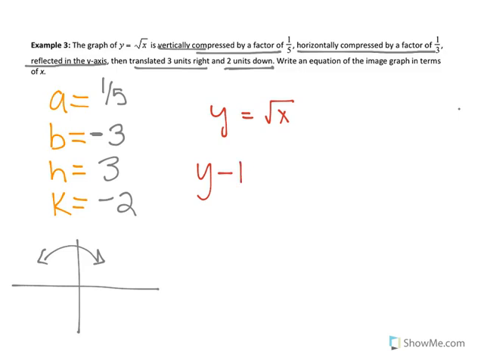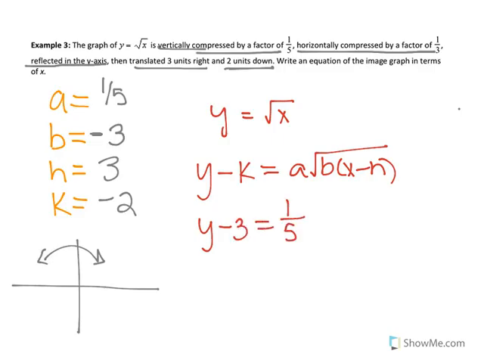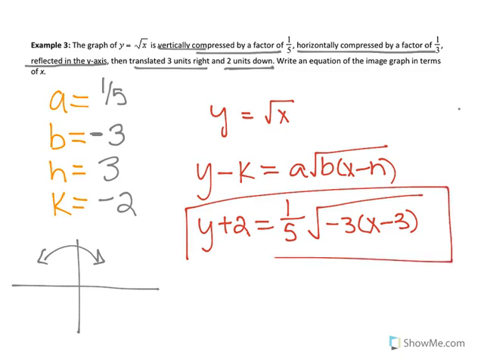If you need to write it in as y minus k equals a square root of b x minus h, you can start like that. And then we will have y plus 2 equals 1/5 square root of -3 times x minus 3. Oops, I put the wrong one over here. So this is our equation.